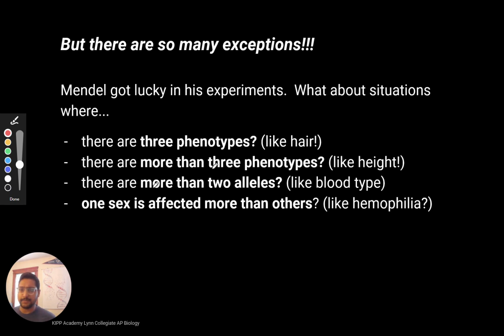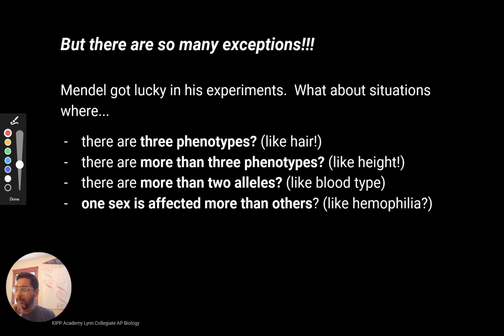So there's tons of exceptions to this. There are things with 3 phenotypes, like hair. Hair has more than one phenotype. There are things with more than 3 phenotypes, like height. There's tons of different heights that you can get in the human population. There are things with more than 2 alleles, like blood types. And then there are things that are sex affected, as in males, the male sex is more likely to get one than the other, like hemophilia.